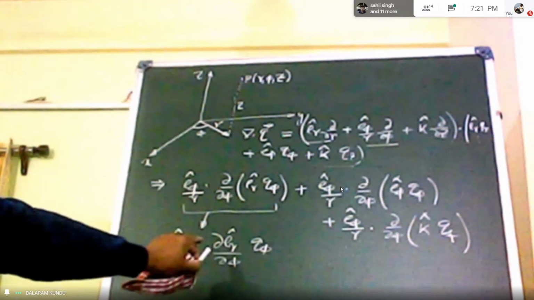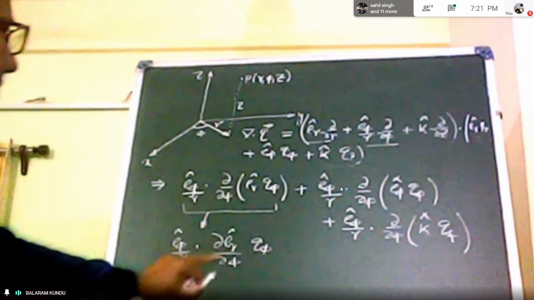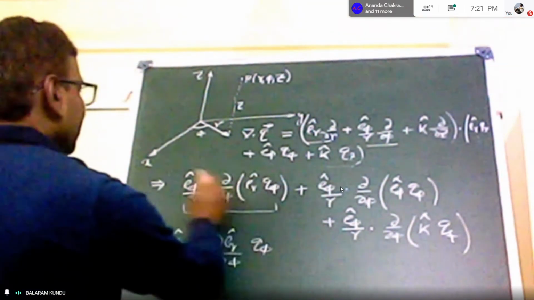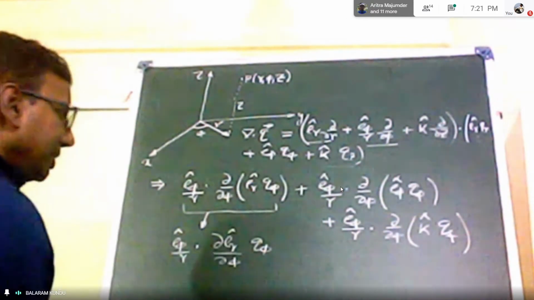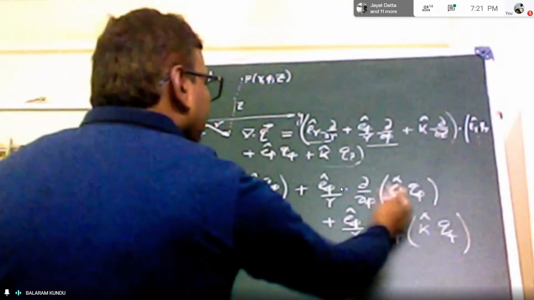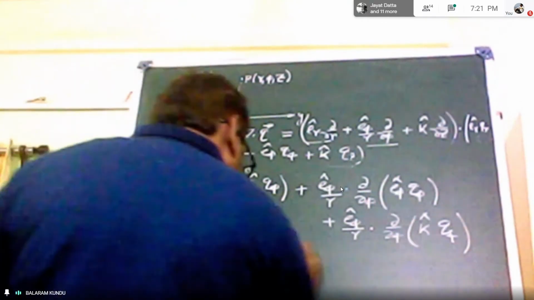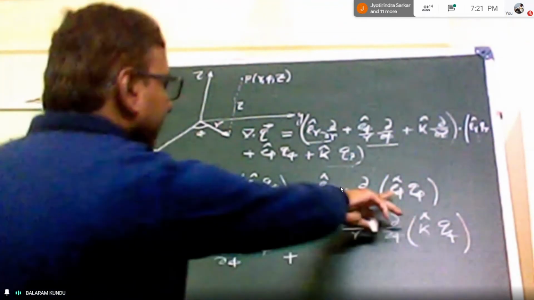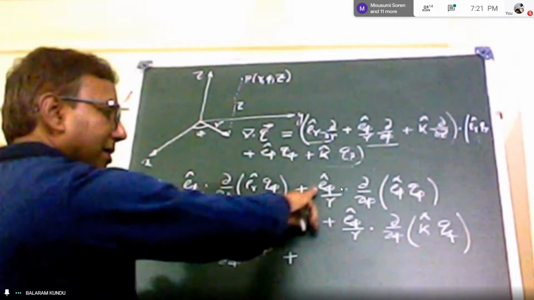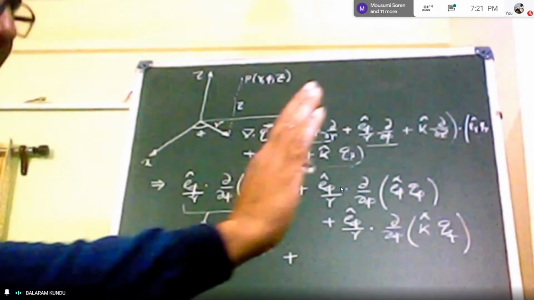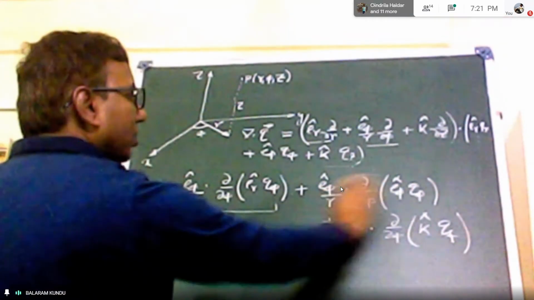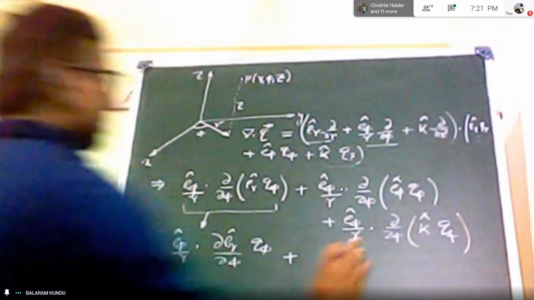Understand? So this is your first term, and the second term is from this. So e phi dot e r should be 0 definitely. And from this second term, if we differentiate e phi with respect to phi, the first term should be 0, and the second term will be e phi dot e phi, and that should be 1.